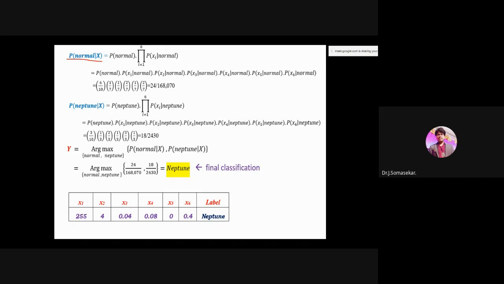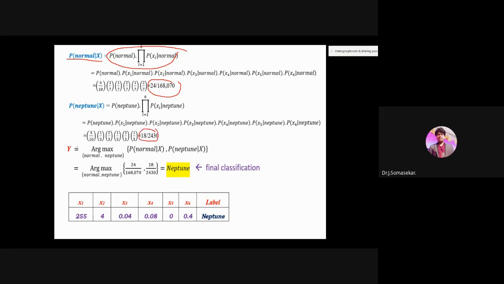X means x1, x2, and so on, xn. So we have to calculate using the formula. You can see this we already discussed, and these probabilities we know how to calculate. The probability I got for the normal class is 24 by some data here, and for Neptune, that means abnormal, I got this probability.